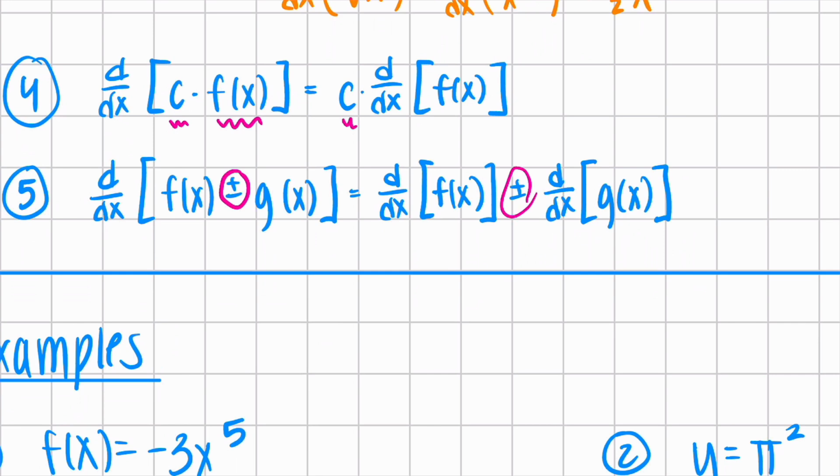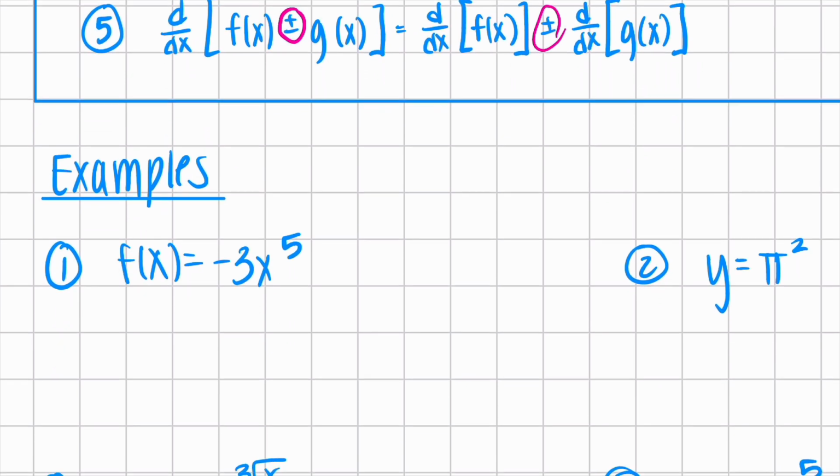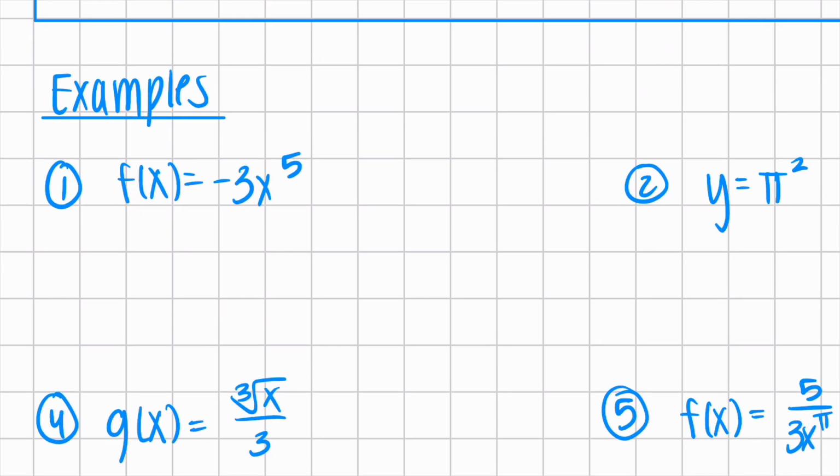Notice that this does not include multiplying or dividing. There are special rules for those. Those are called the product rule and the quotient rule. And I will have those linked in the description if you are interested in the product rule or the quotient rule. Let's do some examples using these properties.